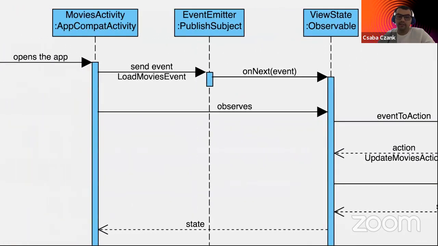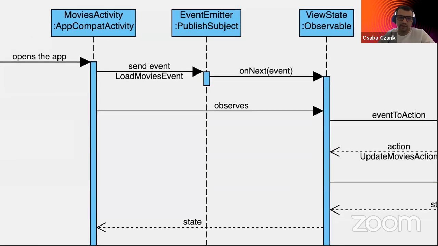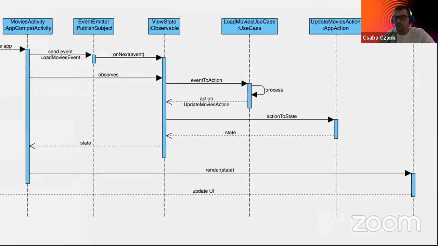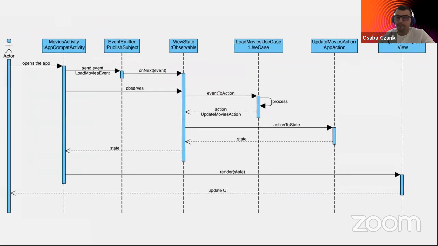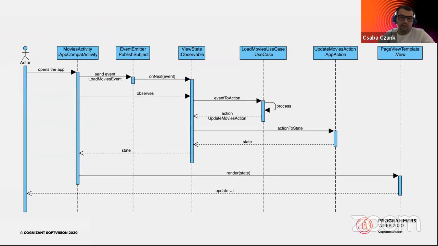Due to the fact that the activity observed the view state, the resulting new state is also propagated to the activity. This state then is used to render the view. The only responsibility of the view is to update the UI. In this case, we can also notice that the flow is unidirectional because we started from the user and got back to him.